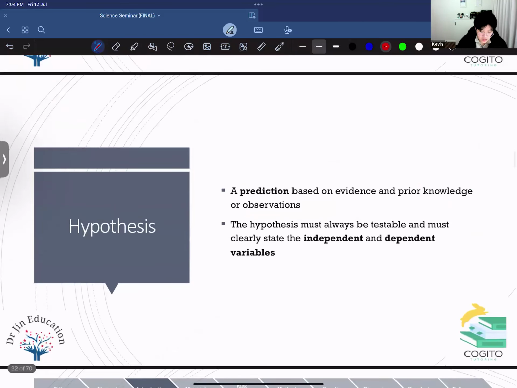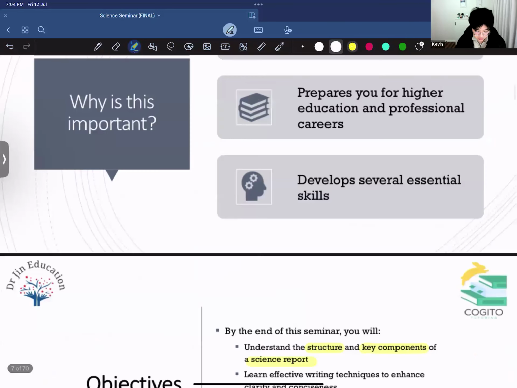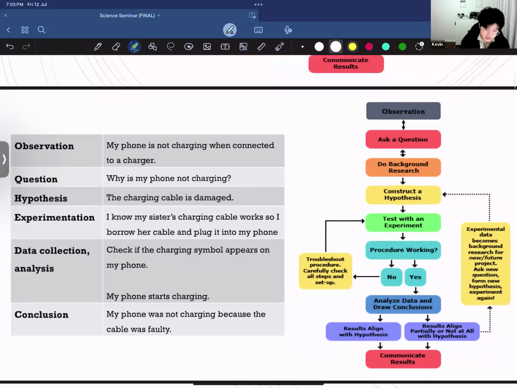Okay, now we talked about the aim. Let's talk about the hypothesis. I've told you guys already, but the hypothesis is a prediction based on evidence and prior knowledge or observations. Do you guys remember at the very, very beginning, we talked about the scientific method? The scientific method has a little bit on doing background research. Why do you need background research? Because when you construct a hypothesis, it's based on prior knowledge. That's why you need that background research.